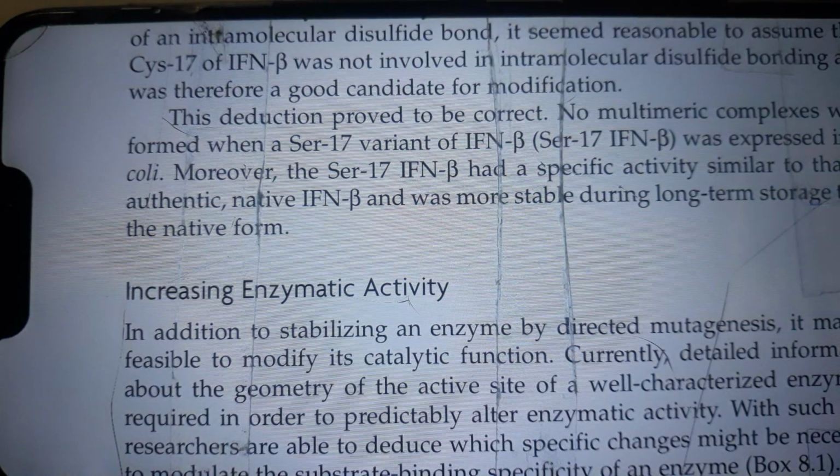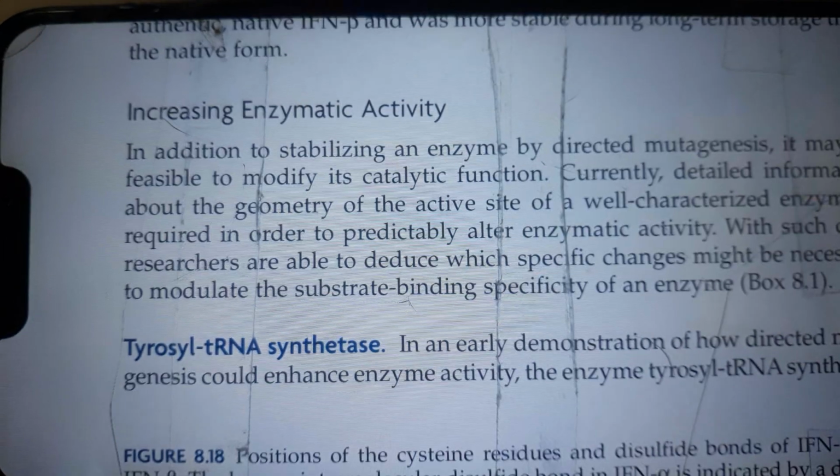No multimeric complexes were formed when a serine 17 variant of IFN beta was expressed in E. coli. Moreover, the serine 17 IFN beta had a specific activity similar to that of authentic native IFN beta and was more stable during long-term storage than the native form.